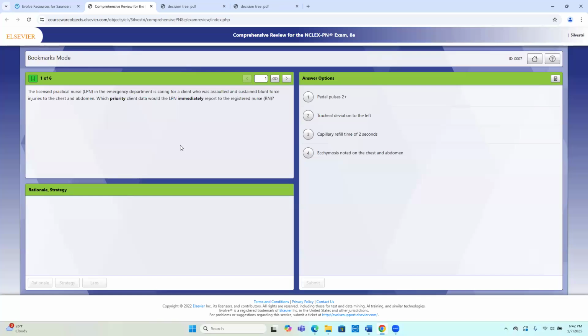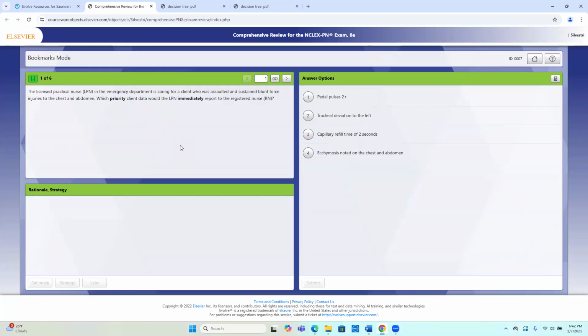So let's go through a couple of sample questions. We're going to do 3 together, so that way you can get a good idea of how to utilize this Kaplan decision tree. Okay, so first, we have the licensed practical nurse in the emergency department caring for a client who was assaulted and sustained blunt force injuries to the chest and abdomen. Which priority client data would the LPN immediately report to the registered nurse? So it's like, what is this PN's priority action that he or she needs to do?